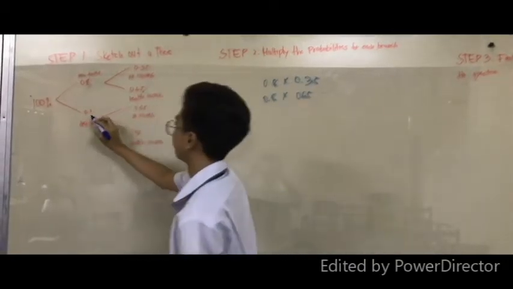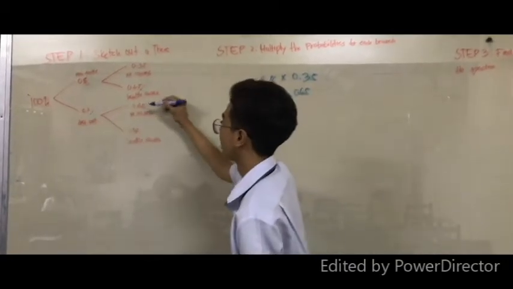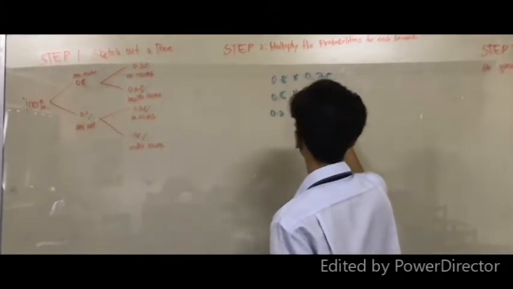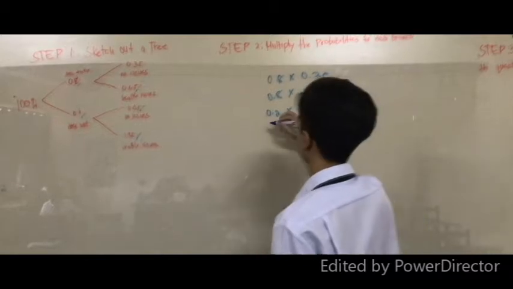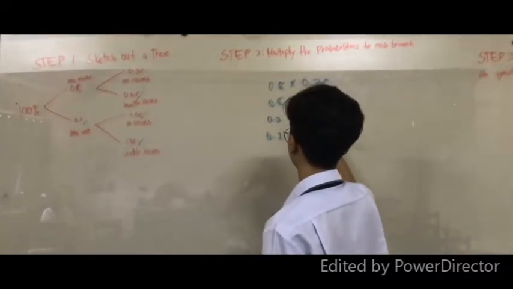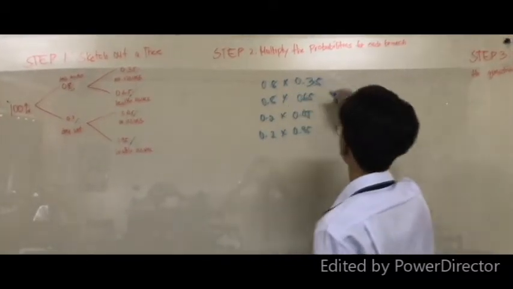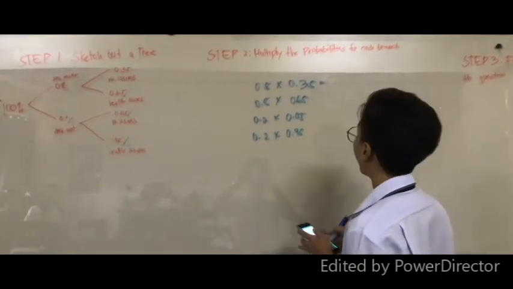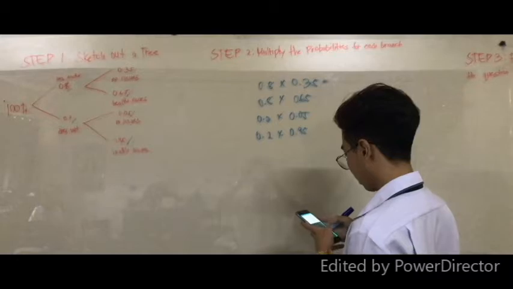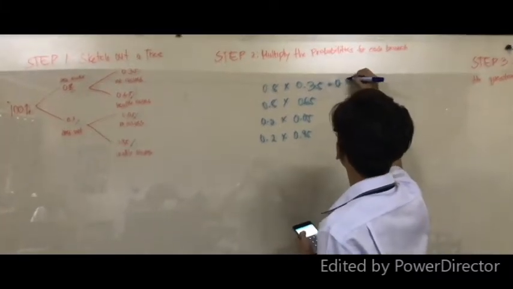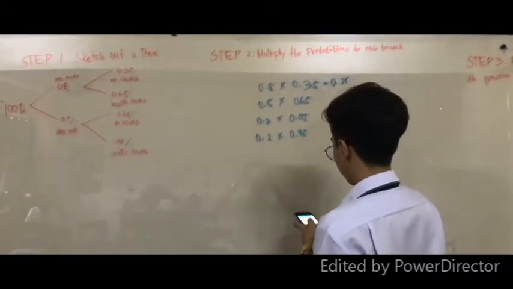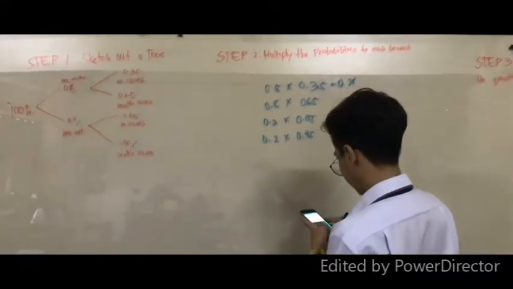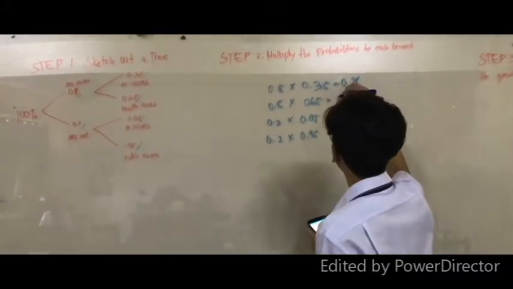In the next branch, we have 0.2, 0.05, and 0.95. If we multiply 0.8 and 0.35, we will get 0.28. Multiply 0.8 and 0.65, we will get 0.52.